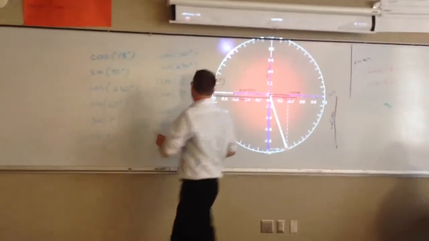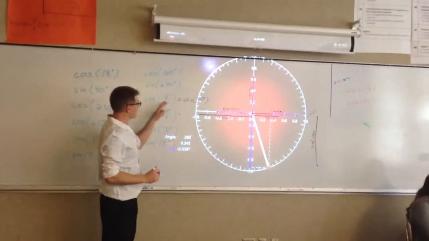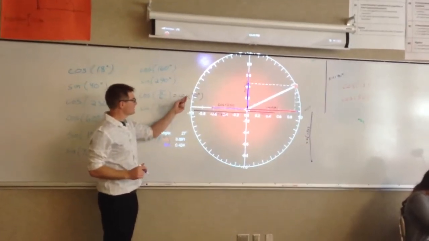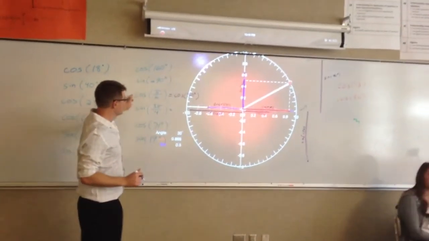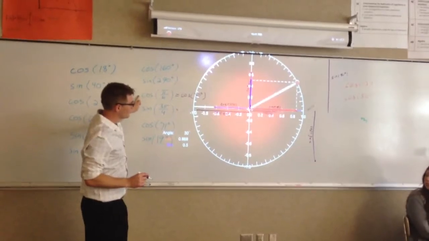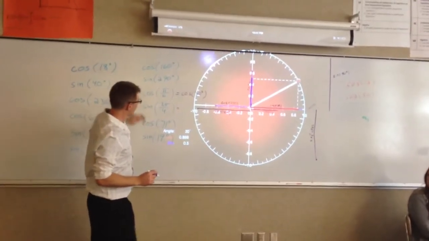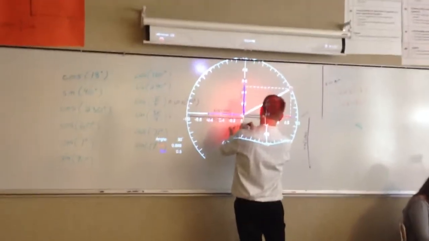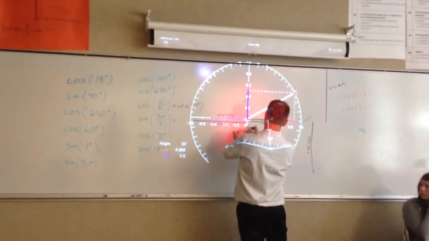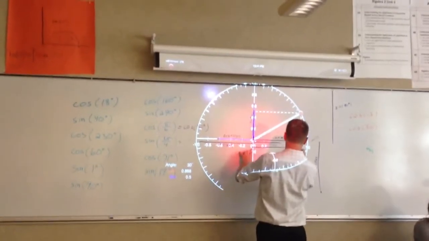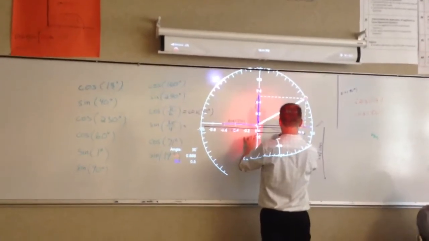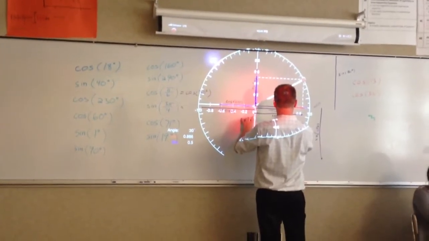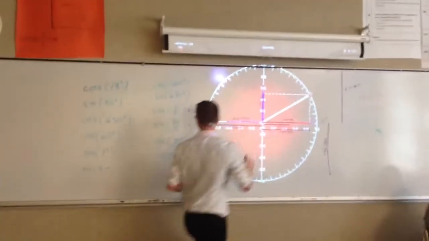Okay, we're almost there. Cosine of pi over 6. Pi over 6 radians is 30 degrees. So is this the x or the y? That's the x, okay. So, that's the x. Okay, we're almost there, almost there.